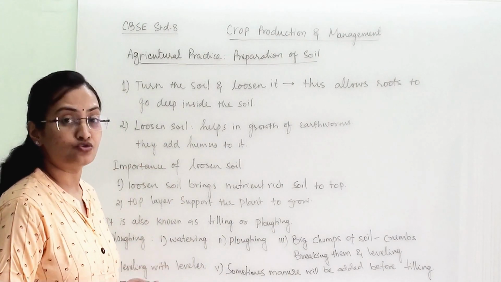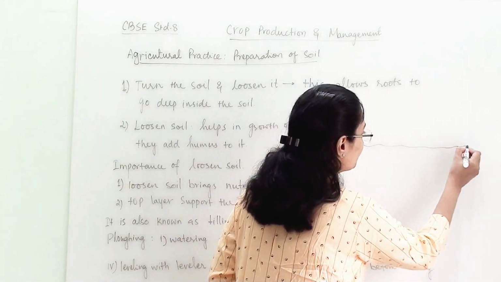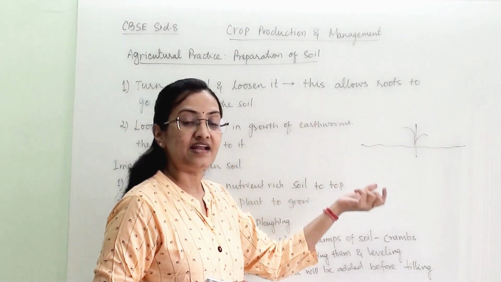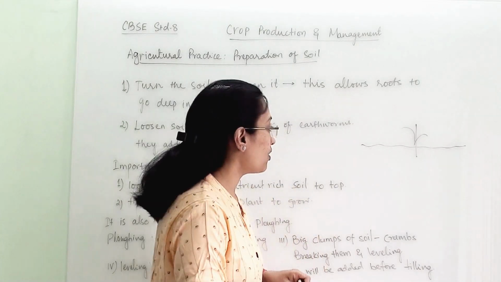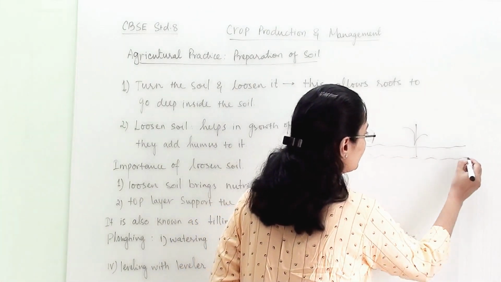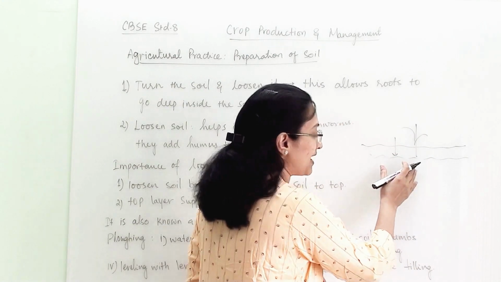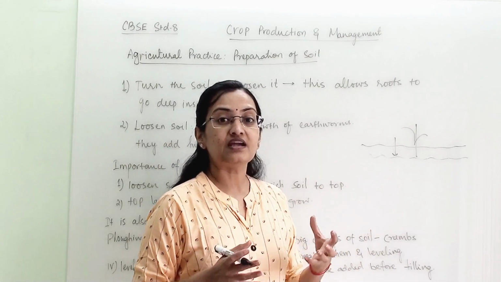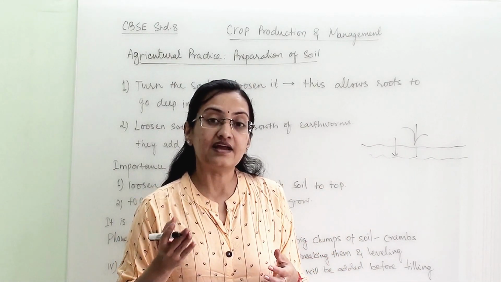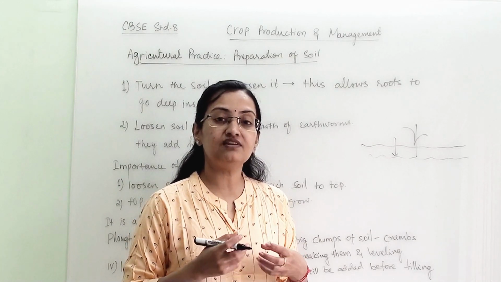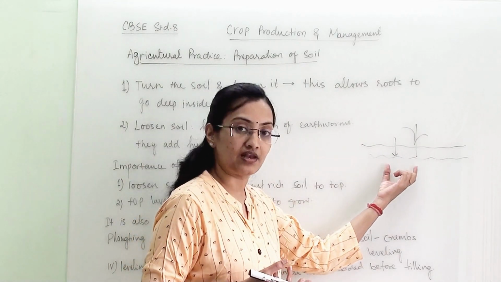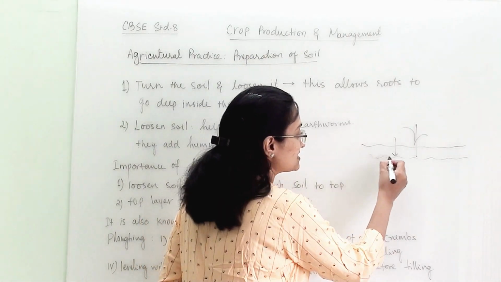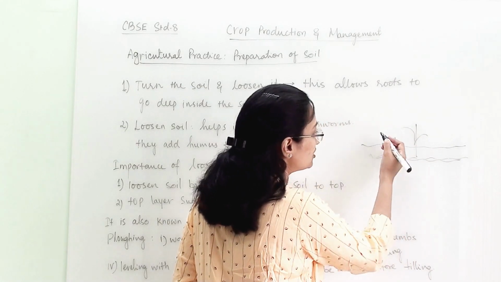So why do we need to do that? Because the top layer of the soil is always supporting the plant to grow. Whatever dead and decaying matter there is, that organic matter will be beneath the top layer, along with nutrients. After this organic matter gets decomposed by bacteria, it releases all these nutrients into the soil. These nutrients help the plant to grow, and that layer is just below the top layer.